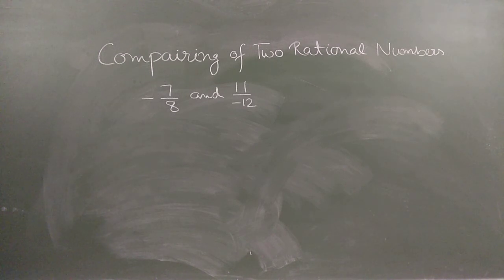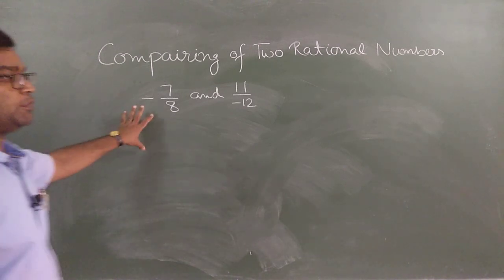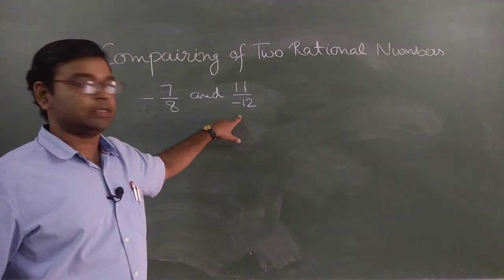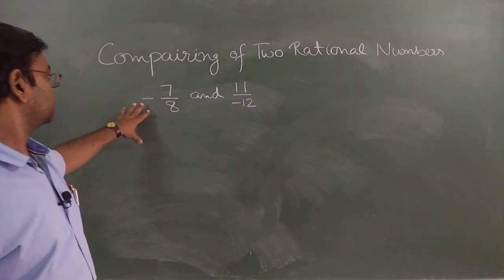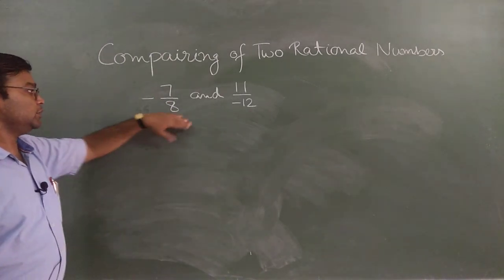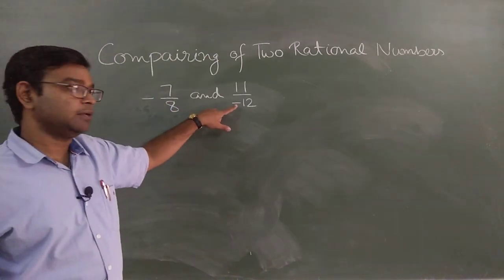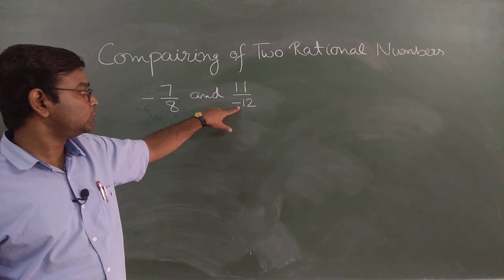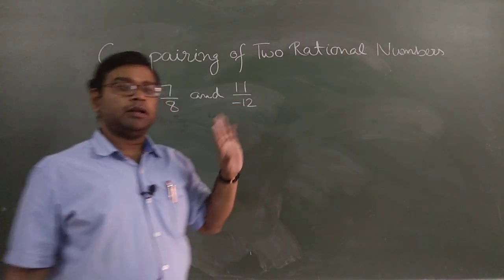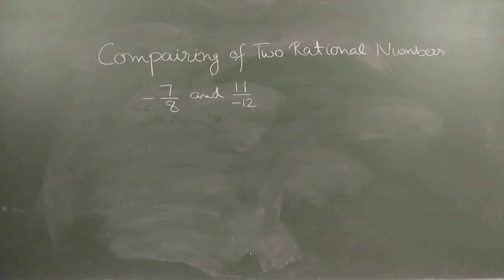Now in this portion we are going to discuss minus 7 upon 8 and 11 upon minus 12. See here, this first one is a complete negative rational number, and this one is also a negative rational number, but in this case the sign is towards the denominator. So first we make the denominator positive, and leave everything else as it is.